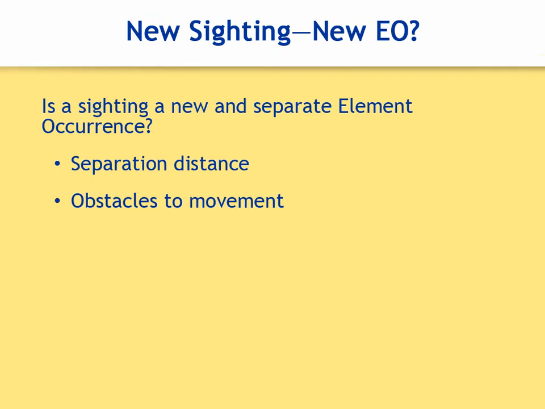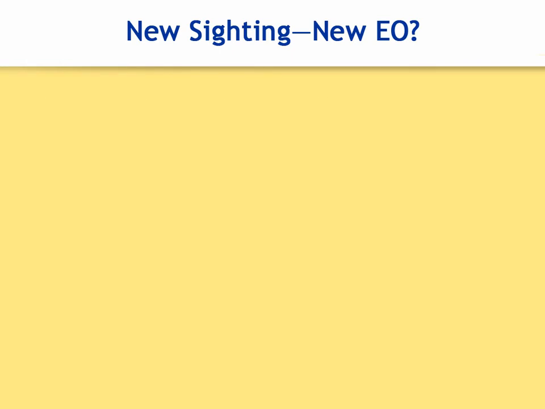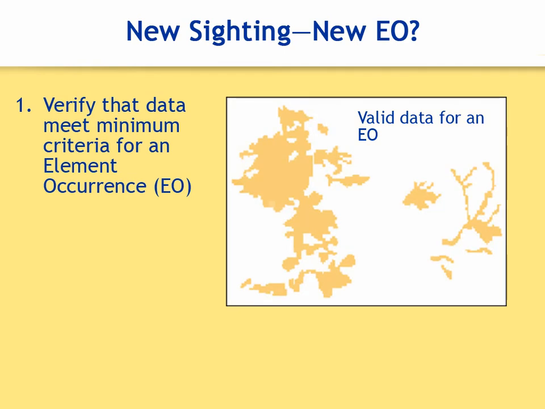The decision of whether a new sighting nearby is an update to that existing EO or an entirely new EO is based on how likely it is that individuals, or propagules, are likely to be exchanged between the two. So we look at two things, proximity and any obstacles besides just distance to the exchange or dispersal of propagules. Here is a depiction of the process of evaluating a new sighting.